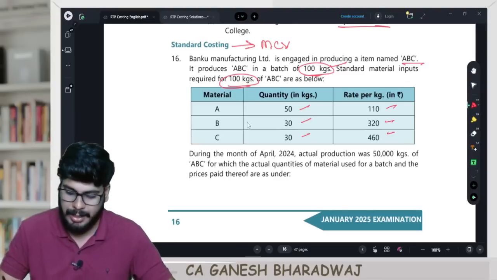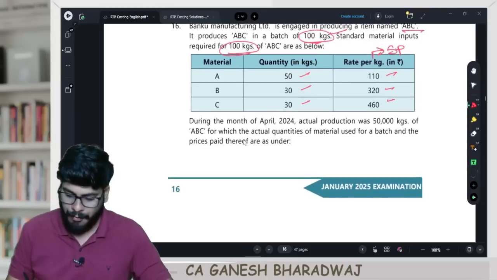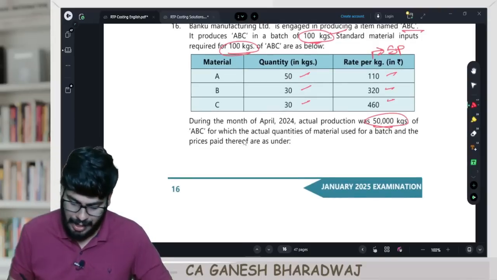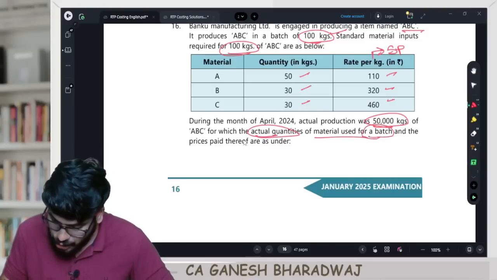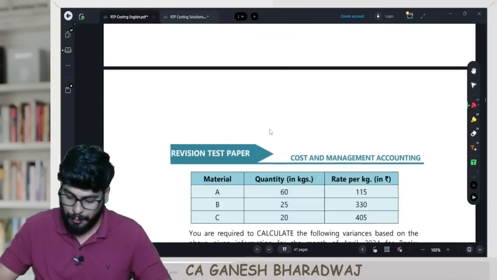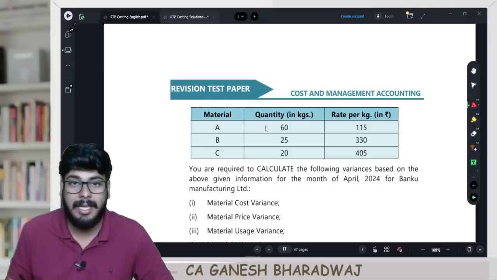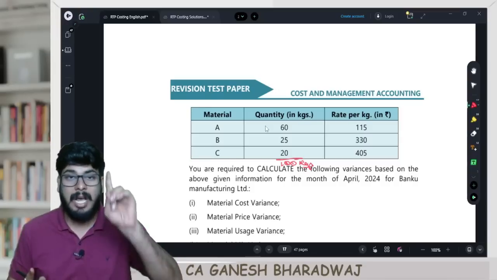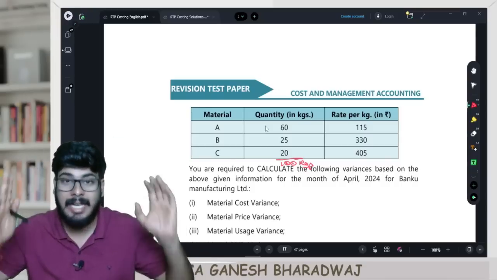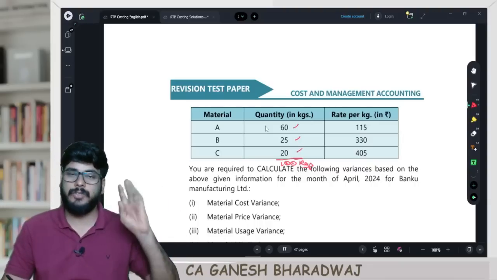And the rate per kgs are also given. This is directly, you can take it as standard price. During the month of April 2024, the actual production was 50,000 kgs of ABC, for which the actual quantities of material used for a batch and the prices paid thereof are given below. So what have they given? The actual quantity consumed for A, B and C for an output of 100 kgs is what is given. Are you clear with this? So they have given per batch of 100 kgs of ABC, they have actually consumed 60 kgs of A, 25 kgs of B and 20 kgs of C. Are you clear with this?